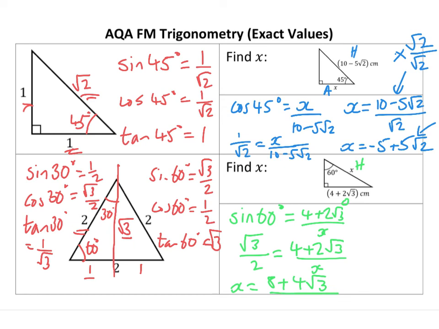over root 3. And again, I'm going to rationalise the denominator. And I end up with, I'm going to have to write it up here, aren't I? What was it? 12 plus 8 root 3 over 3.